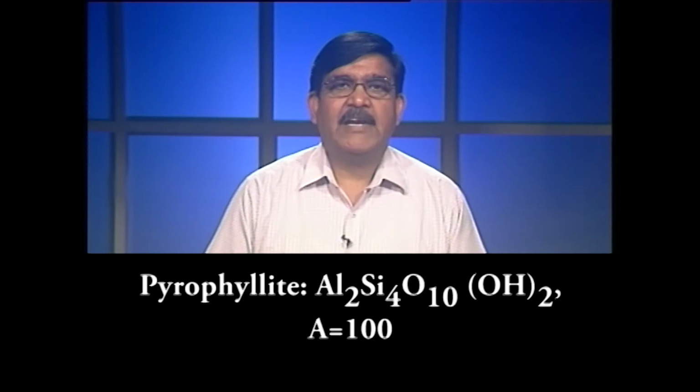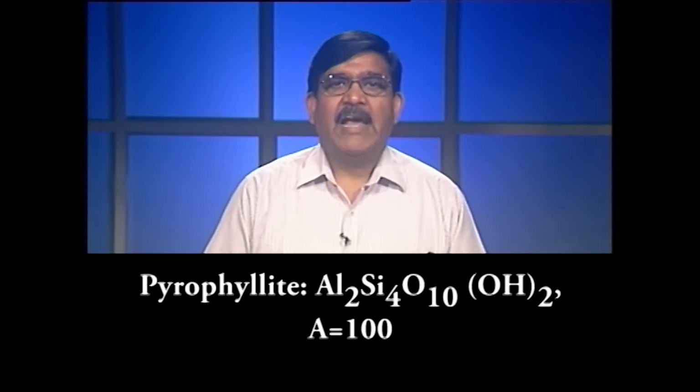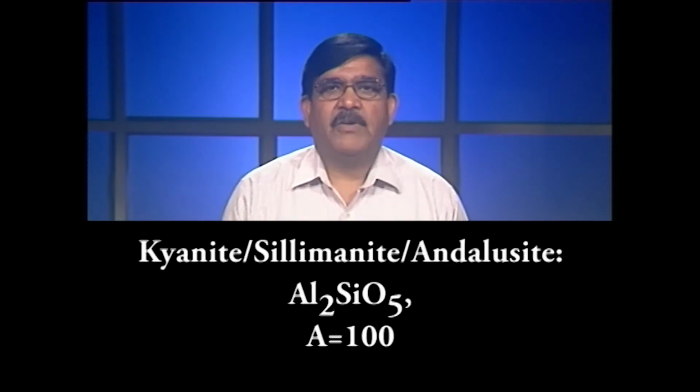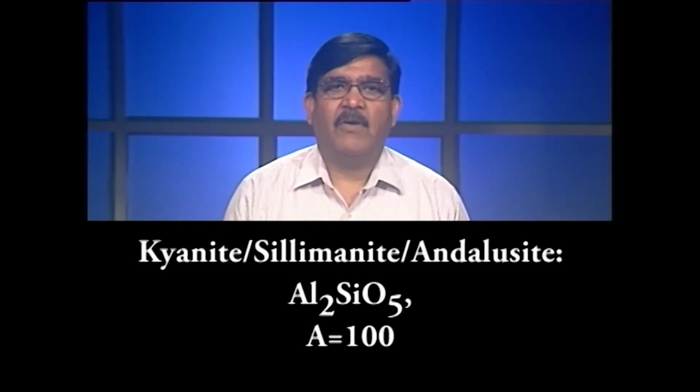The next formula is pyrophyllite. The chemical formula of pyrophyllite is Al2Si4O10(OH)2. Therefore, the value of A equals 100% because in pyrophyllite there is no FeO, MgO or CaO. The next formula is kyanite, or sillimanite, or andalusite.